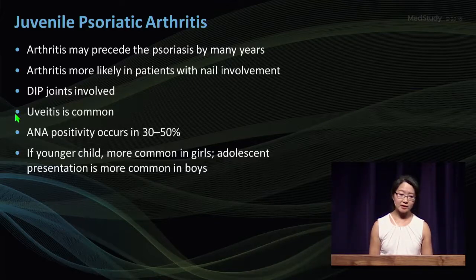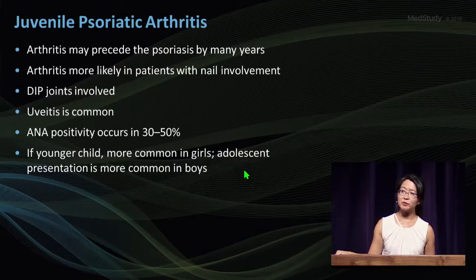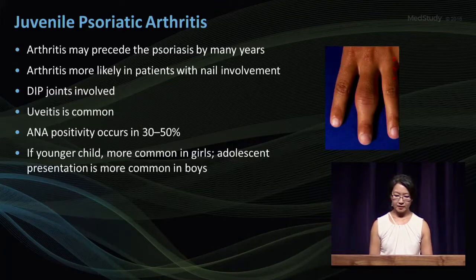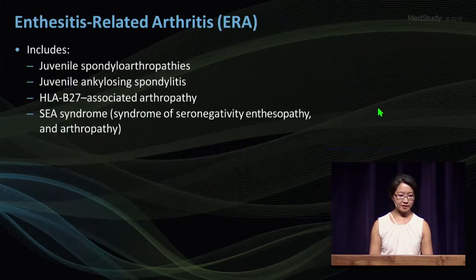Uveitis is common in psoriatic arthritis, and these patients will be symptomatic. They'll have photophobia, they'll have tearing, they'll have redness in their eyes. ANA positivity can occur in these patients, 30 to 50%. If the child is younger, psoriatic arthritis is more common in girls, but if the child is in their pubertal years, presentation is more common in boys. And this is just an example of synovitis here.